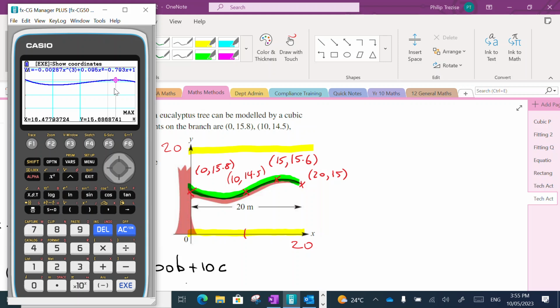We did simultaneous equations on the calculator, and then we used the graph and we checked the window size, and now we've done some minimums and maximums to answer some questions. The calculator on a TechActive paper really needs to be utilized like this to full advantage.